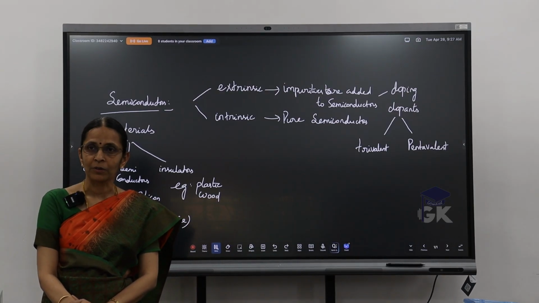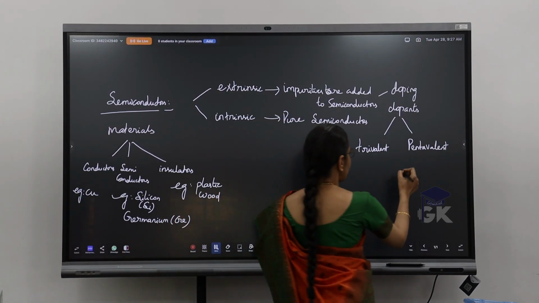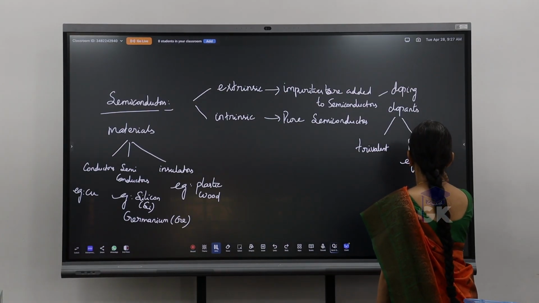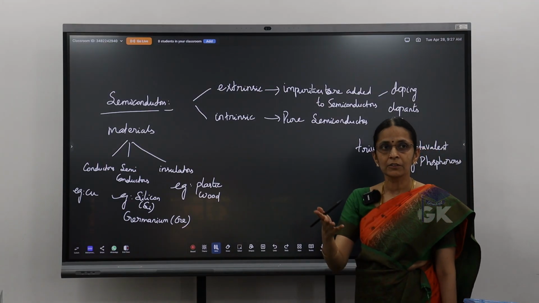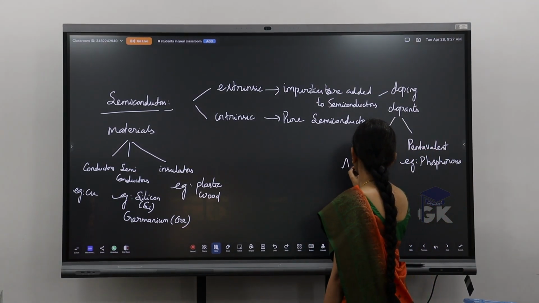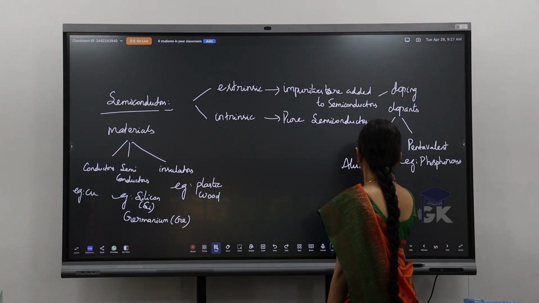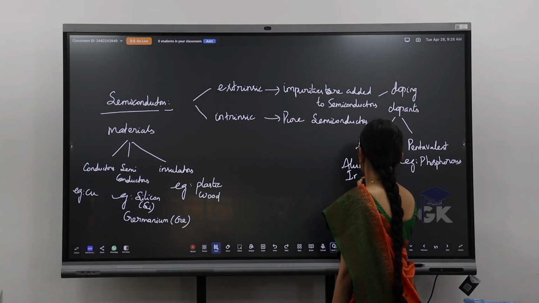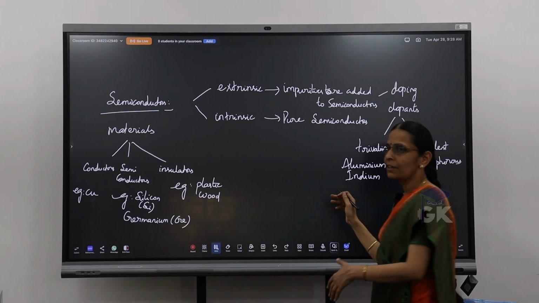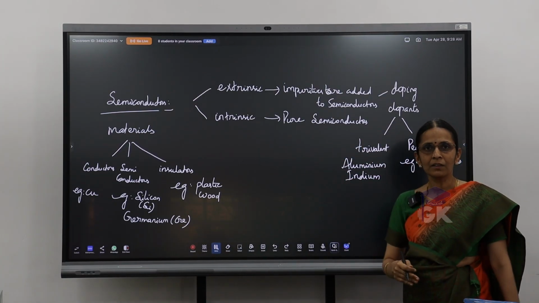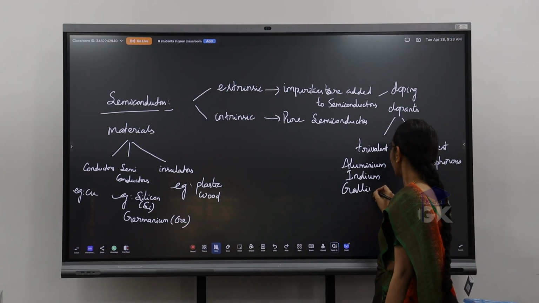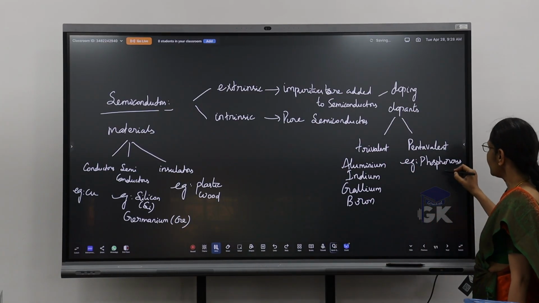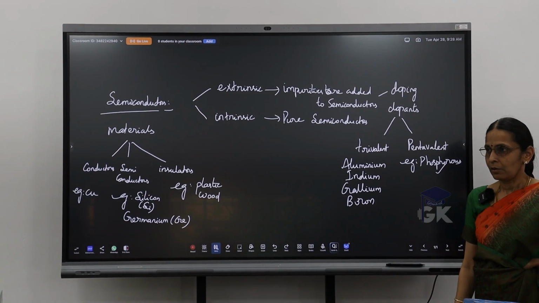Phosphorus is a pentavalent compound. Okay, phosphorus, fine, it's an impurity, but somebody gave some answer. Aluminium. So the trivalent aluminium, I can also say indium. Always we say whichever ends with IUM, they come under the trivalent category. So I can have aluminium, indium, gallium, boron, all are nothing but my trivalent. Phosphorus is a classic example of a pentavalent compound.